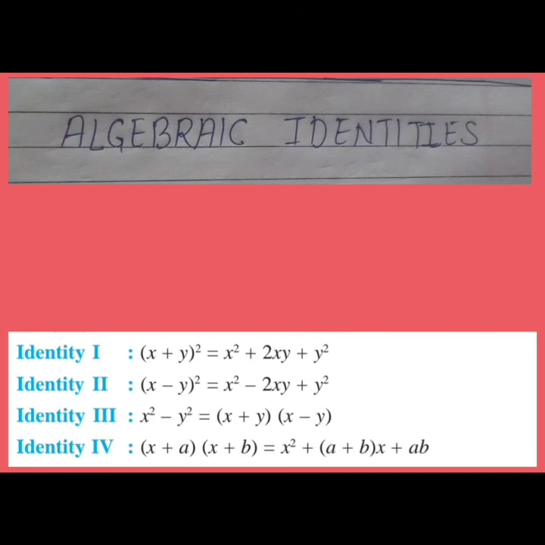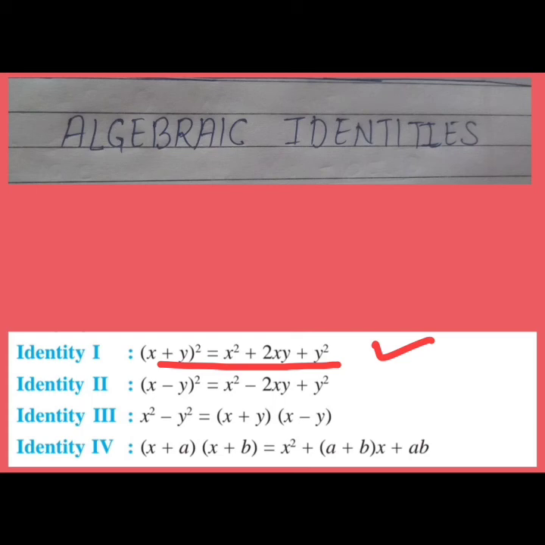Today we talk about the algebraic identities. Identity means the expression which is true for any value of x and any value of y. Suppose we take the value of x as 1 and the value of y as 2, and we put the values of x and y in this expression, we get left side is equal to right side.